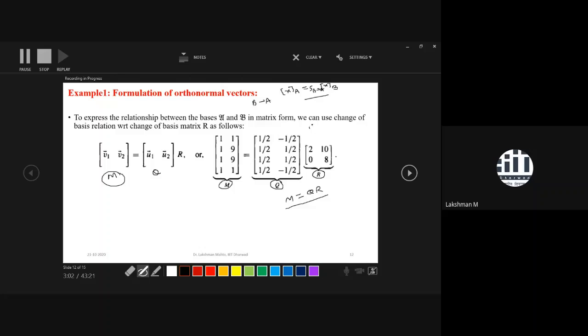So the columns of Q satisfy two criteria. First, the columns of Q are orthogonal to each other. That means the inner product of C1 with C2 is 0. And the second criterion is that the norm, or length, of both the columns is unit. This kind of special matrix we give a special name. This matrix we call an orthogonal matrix.